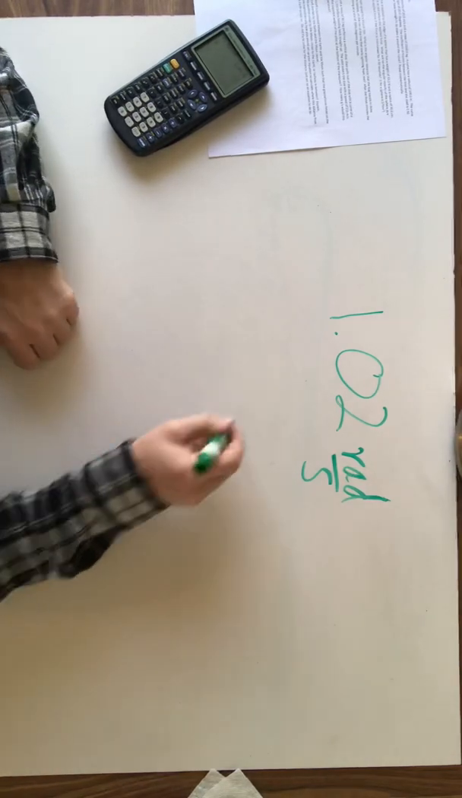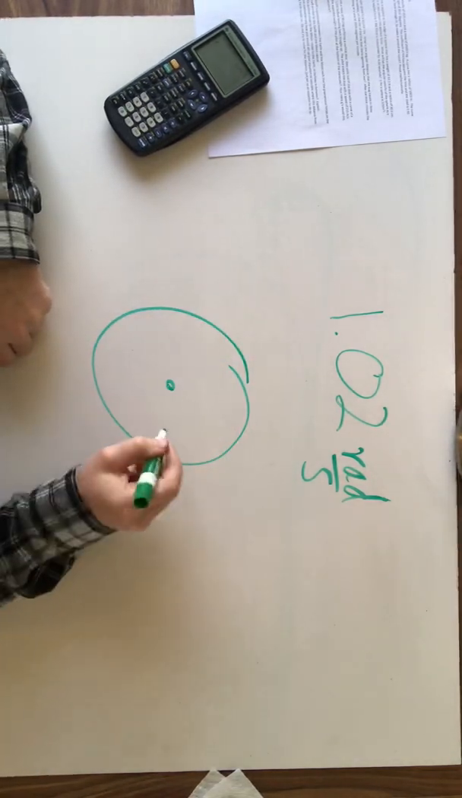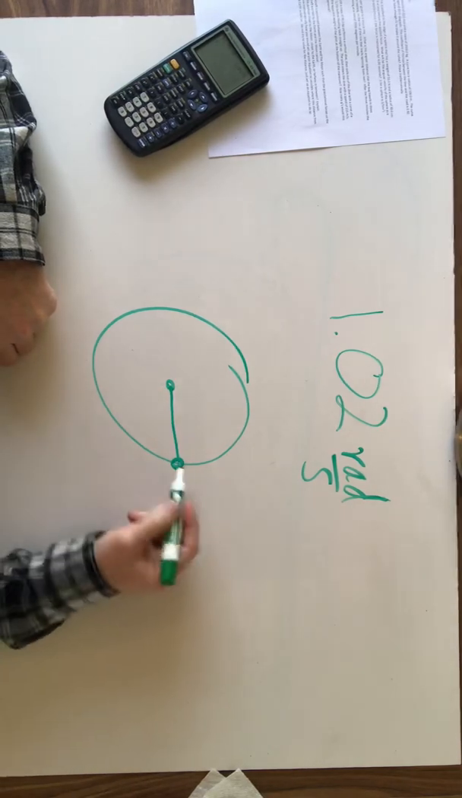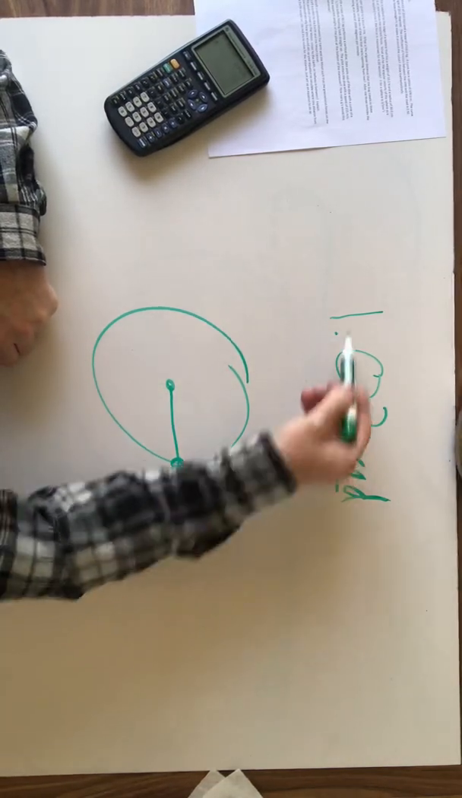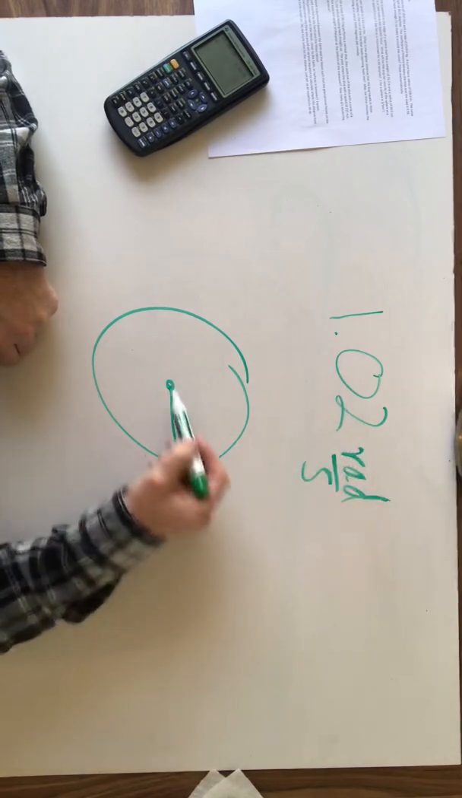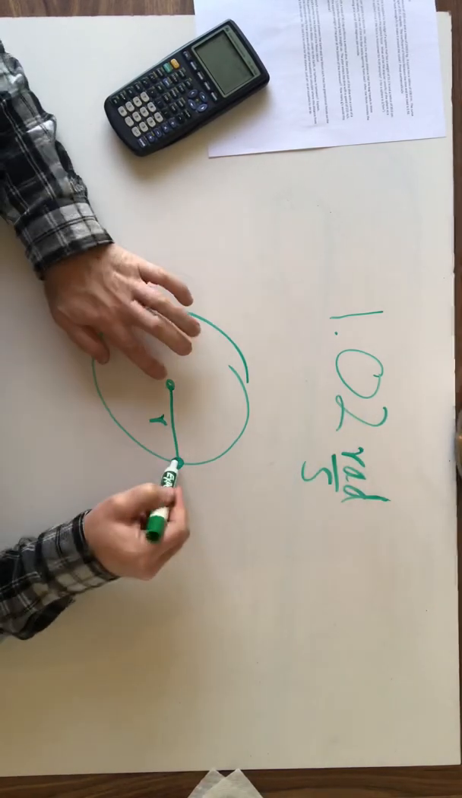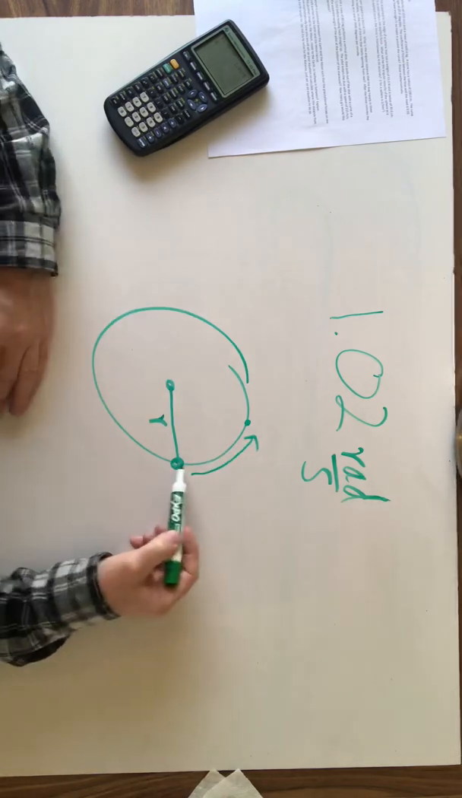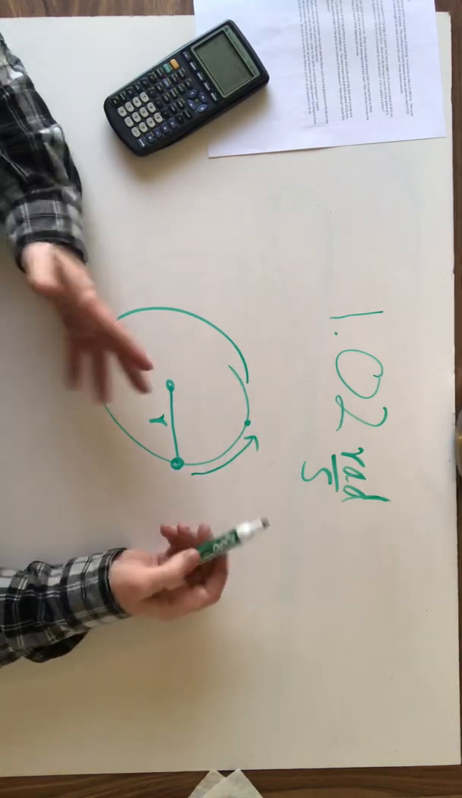So here's your circle. Here's the bug. No, actually, that's not the bug. That's the center of the circle. Here's the bug. So that means the bug in 1 second has traveled just a little bit more than 1 radian or 1 radius length. So that means the bug has traveled in 1 second about that amount.